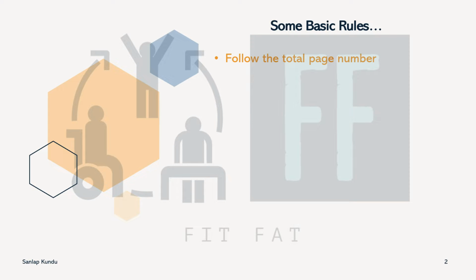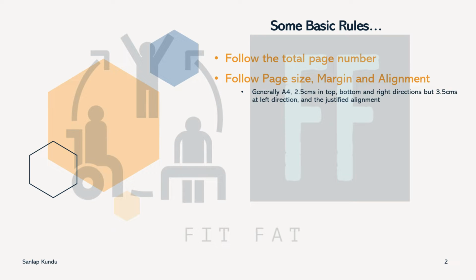The second thing is that you need to follow a proper page size, margin, and alignment. So generally we take A4 page size and we keep a space of 2.5 centimeters in top, bottom, and right direction. But we keep a space of 3.5 centimeters in the left direction, mainly for binding purposes. And we keep the alignment as justified. So after selecting all the content, you can just press Ctrl and J, or you can just click on this button to get your writing in a justified alignment.